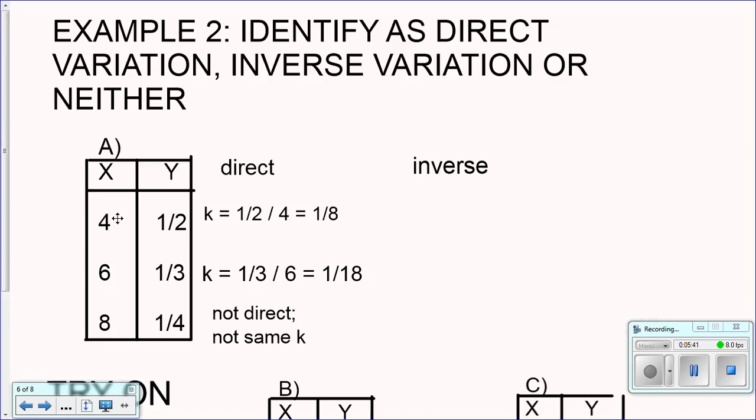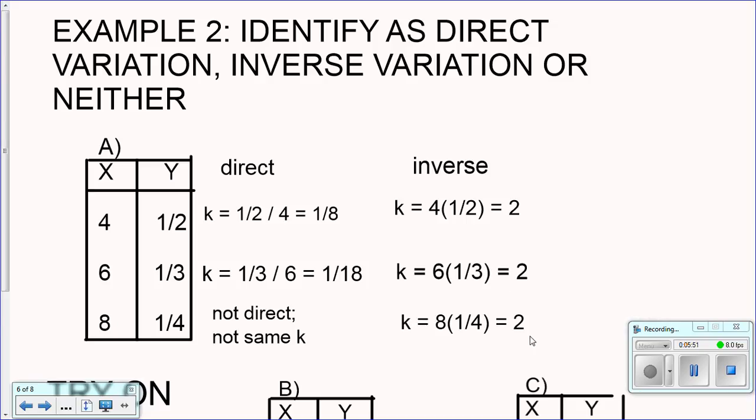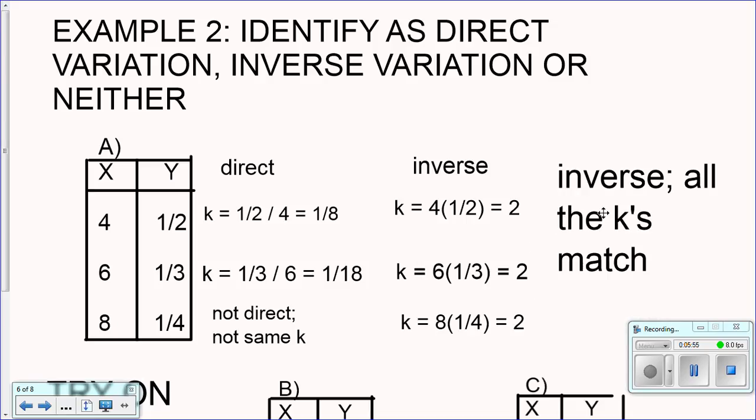This time I'm going to multiply x times y. So 4 times 1/2 gives me 2. 6 times 1/3 gives me 2. So far it's okay. And 8 times 1/4 gives me 2. Because all the k's are the same, it's inverse.